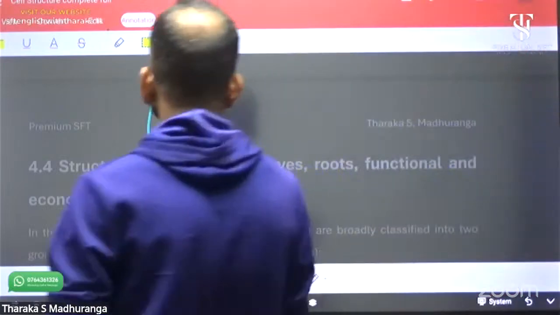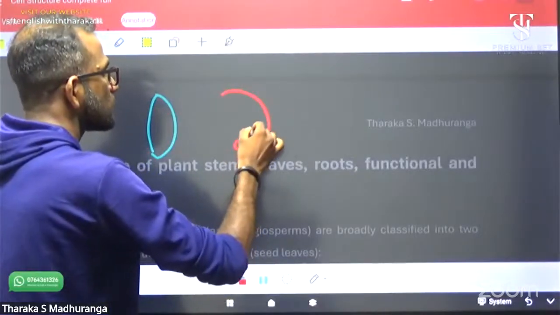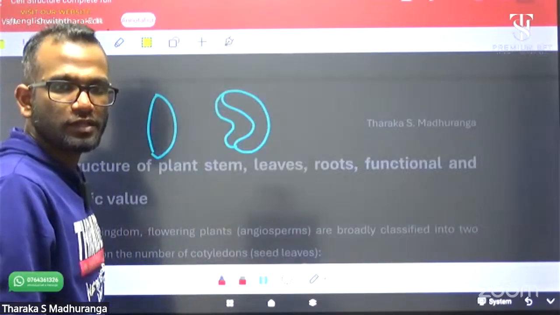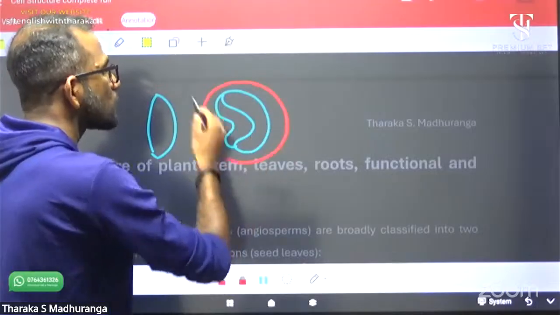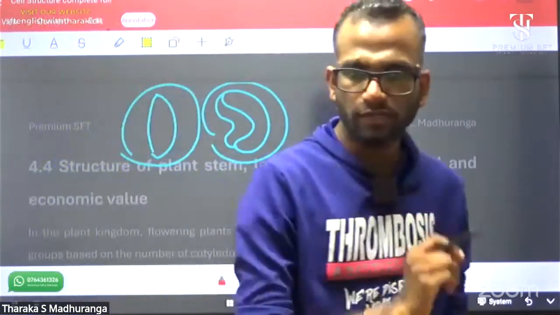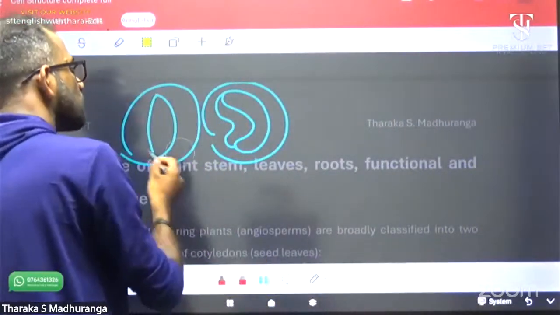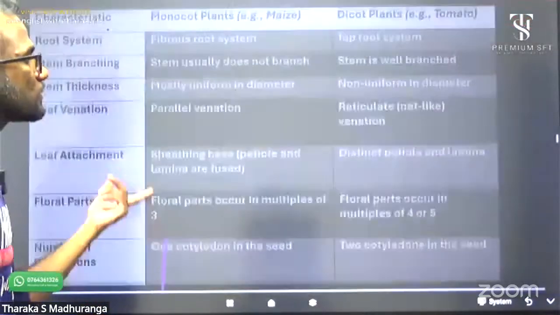If you get soya beans like this, there are two cotyledons, right? Two cotyledons. That's called dicotyledons. This is monocotyledons. That's the main difference. Okay, what are the other differences in stem and root system? A lot of differences, right?